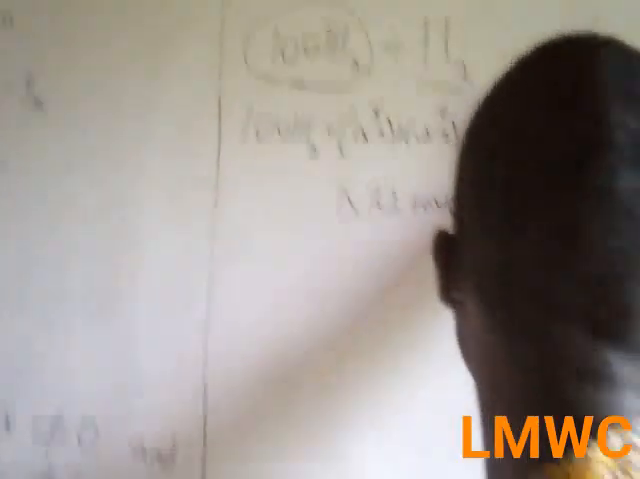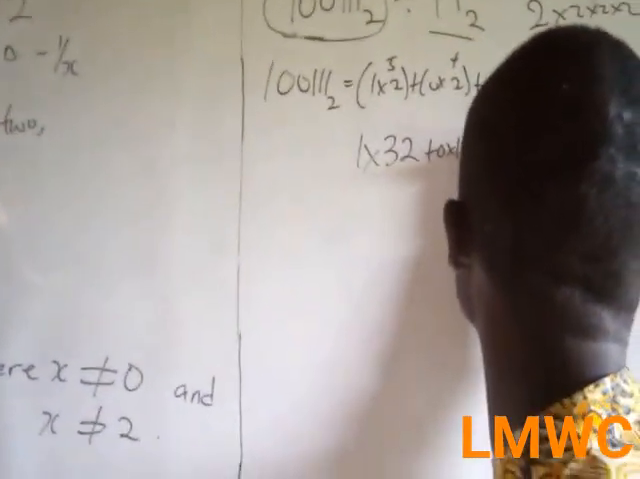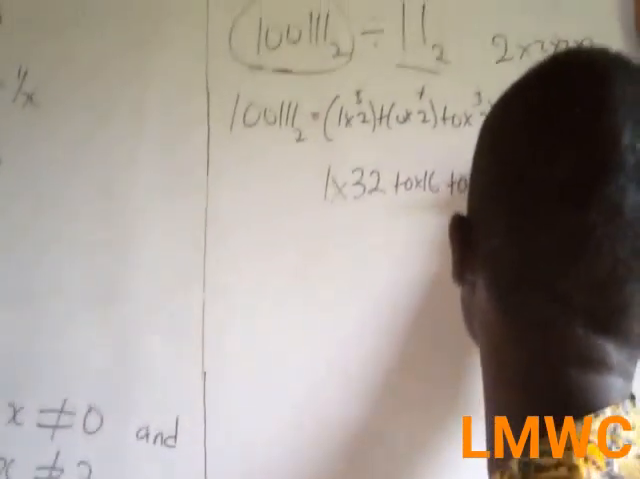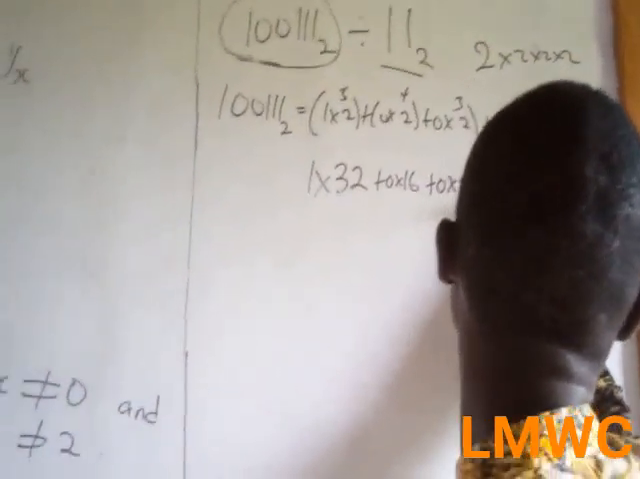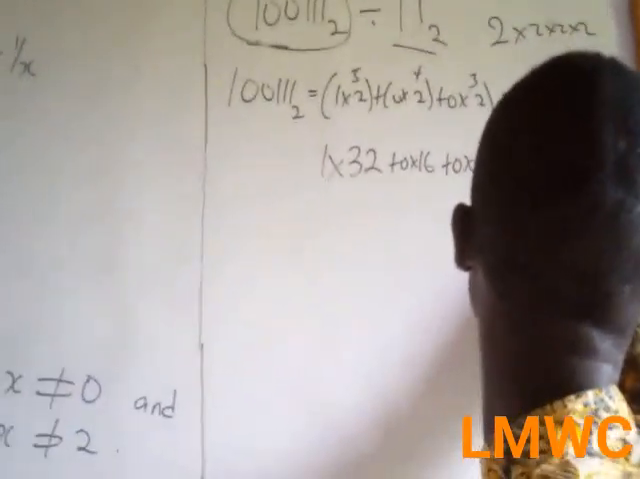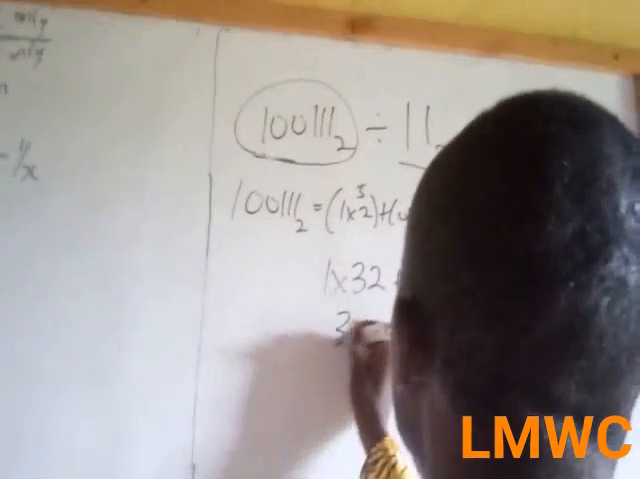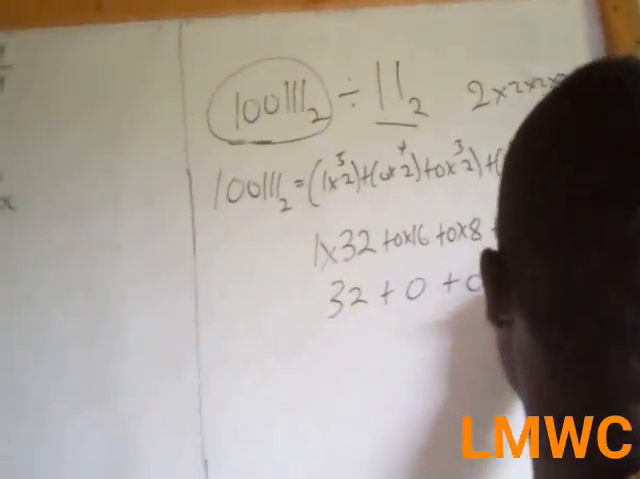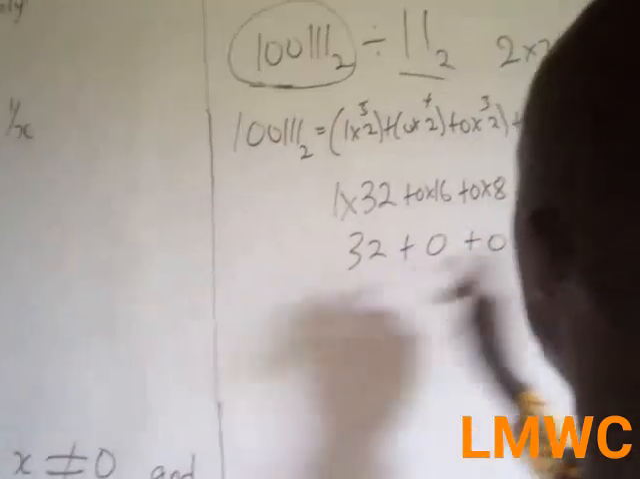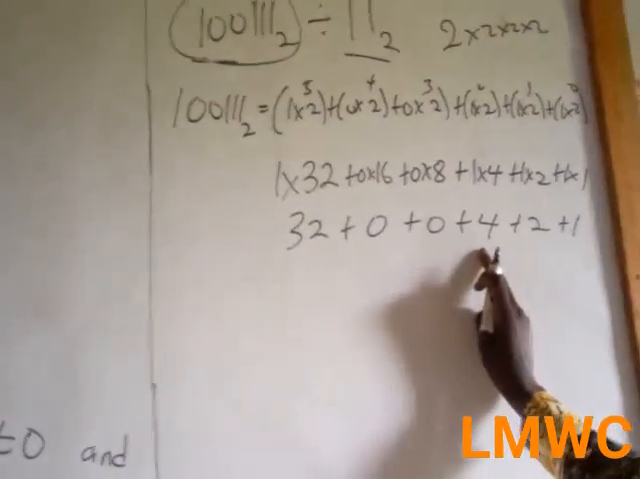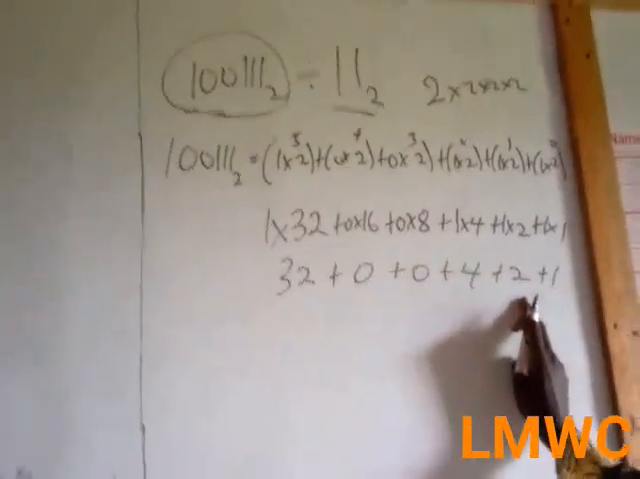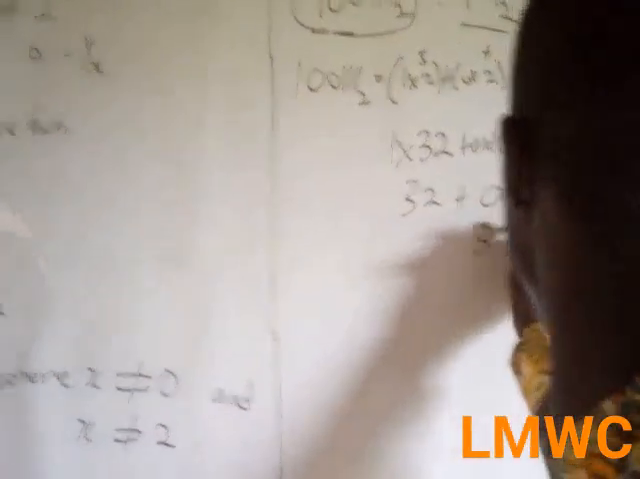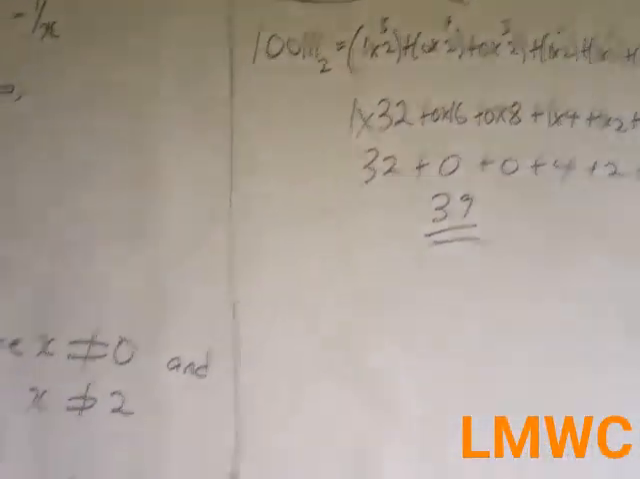2 times 2 is 4, 4 times 2 is 8, 8 times 2 is 16, plus 0 times 8, plus 1 times 4, plus 1 times 2, plus 1 times 1. So 32 plus 0, plus 0, plus 4, plus 2, plus 1. So 32 plus 4 is 36, plus 2, 38, plus 1, 39. So we have 39 here.